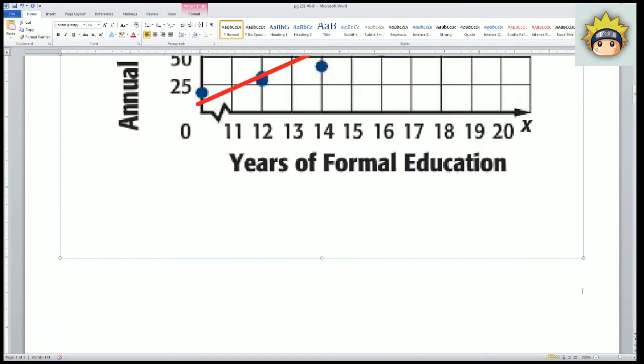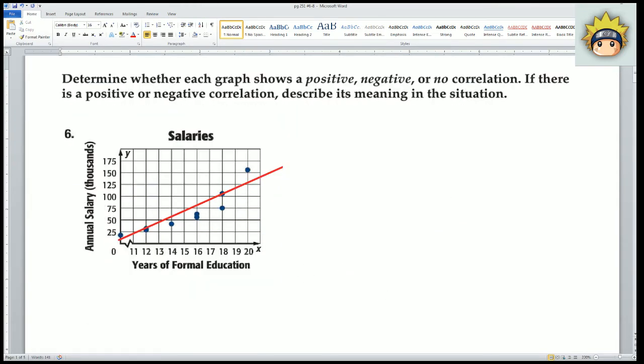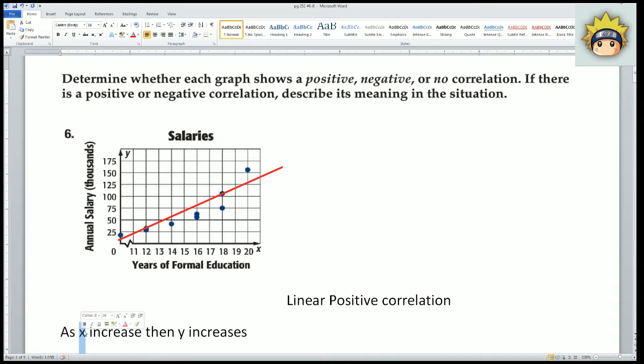We would describe this as a linear positive correlation, because the line of best fit, or line of fit, matches a positive correlation. In terms of what this means, as x increases, then y increases. Let me just put what x is. What x means is years of formal education, because this was just what x was.